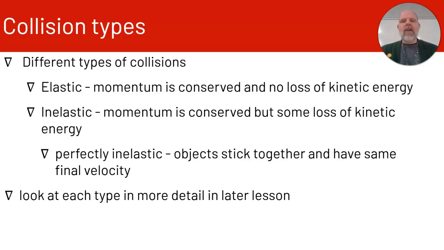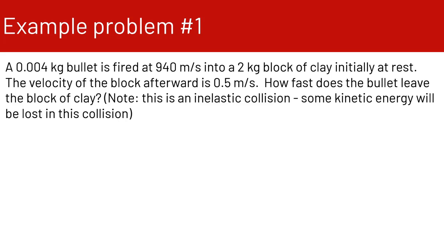So we're going to look at each type of collision in detail in a later lesson. Okay, so let's look at some examples. We have a 0.004 kilogram bullet fired at 940 meters per second into a 2 kilogram block of clay initially at rest. The velocity of the block afterward is 0.5 meters per second. How fast does the bullet leave the block of clay?